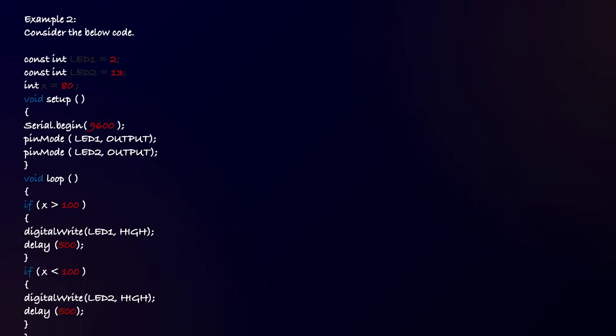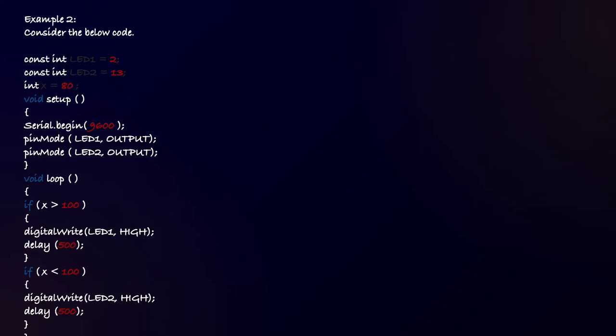Now void loop. Inside void loop, if, again we are using a condition. What condition we are using, dear students? If the value of x is greater than 100, then what will happen? Digital write LED1 high. What is LED1? 2, right? So if x is greater than 100, LED1 will be high. Delay for 500, that means half a second. Then again, if x is less than 100, digital write LED2 high. The LED1 was pin number 2, LED2 was pin number 13.